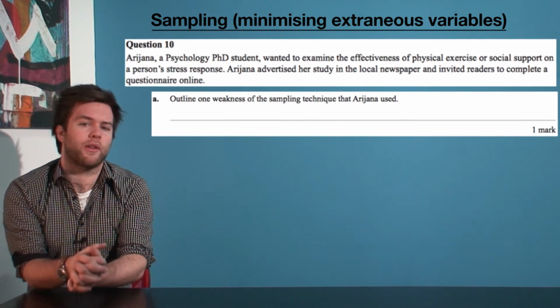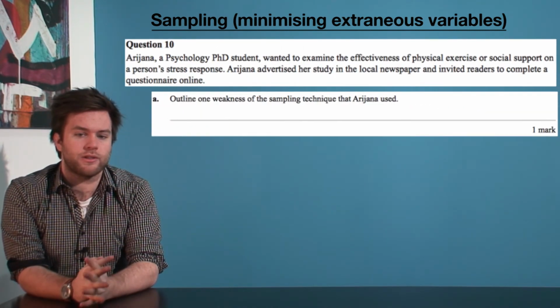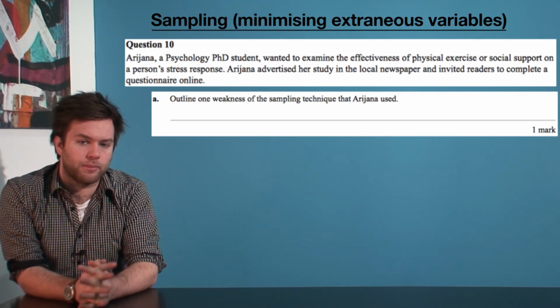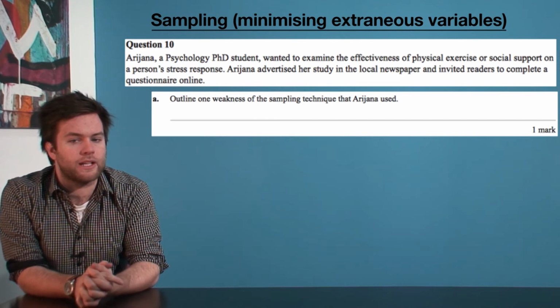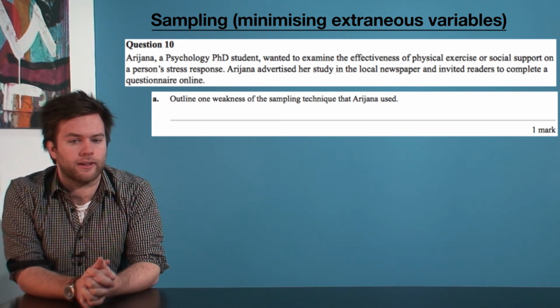This one is from the 2012 VCAA exam. The question says that Ariana invited readers to complete a questionnaire online through an advertisement in the local newspaper. We need to outline a weakness of this sampling technique.